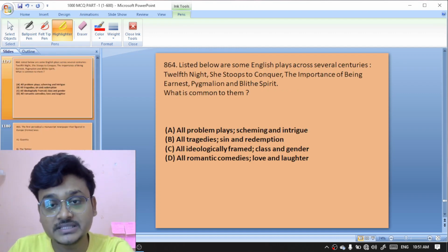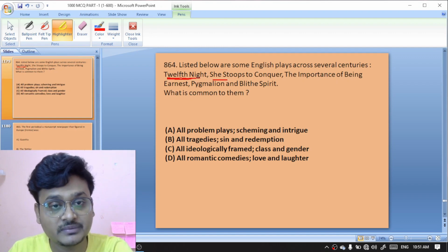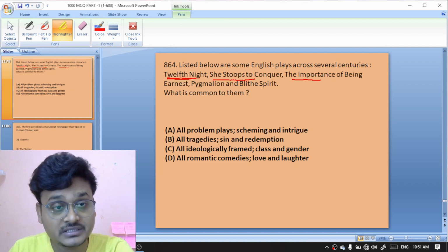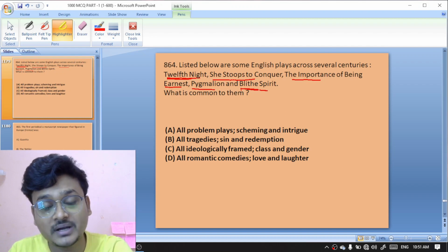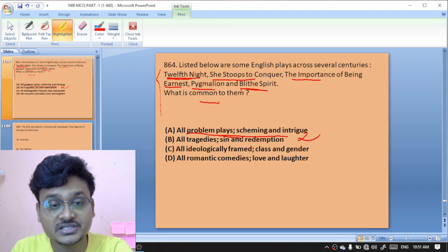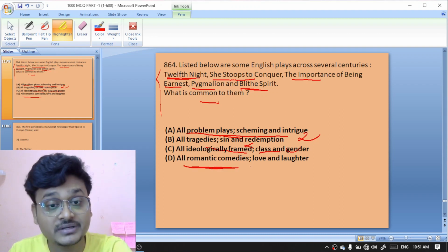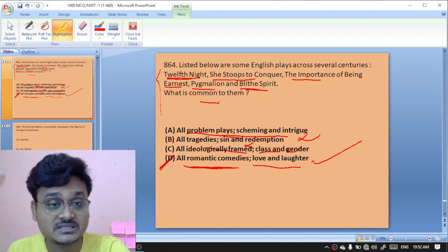Listed below are some English plays across several centuries. Twelfth Night, written by Shakespeare; She Stoops to Conquer by Oliver Goldsmith; The Importance of Being Earnest; then Pygmalion and Blithe Spirit by Noel Coward. What is common to them? Twelfth Night, She Stoops to Conquer, these are all comedies. Not problem plays, not tragedies, not all ideologically framed around class and gender. They are all romantic comedies, about love and laughter. So D is the right answer. What is common to them is that they are all romantic comedies, love and laughter.